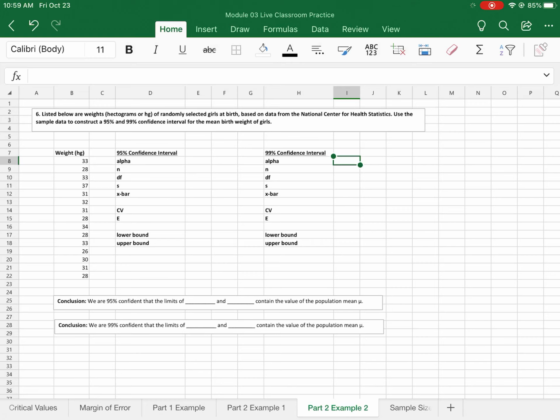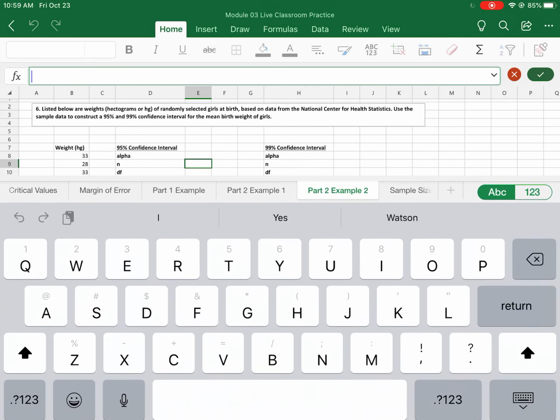So listed below are weights of randomly selected girls at birth from the data of the National Center for Health Statistics. Use the sample data to construct a 95% and 99% confidence interval for the mean birth weight of girls. So let's go ahead and start with 95. So n is our sample size. Again, it's not given, so all I did is I counted how many, and I had 15.